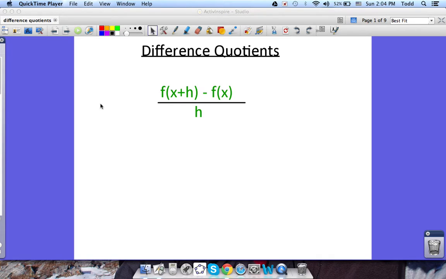Video on difference quotients. People struggle with these, and what is a difference quotient? Honestly, in pre-calculus class, we really just want you guys to play around with this a little bit because, first of all, it helps you practice with algebra, and secondly, it helps you get used to this idea of function notation.